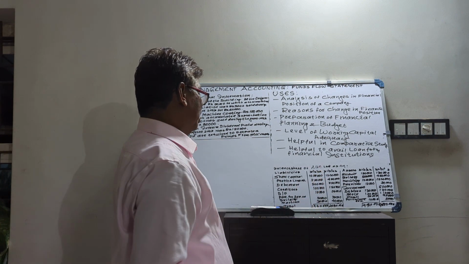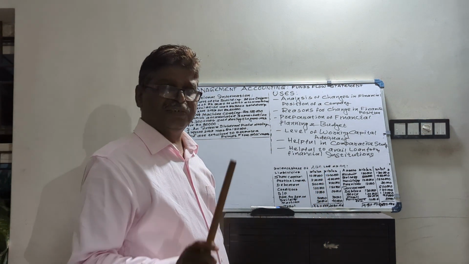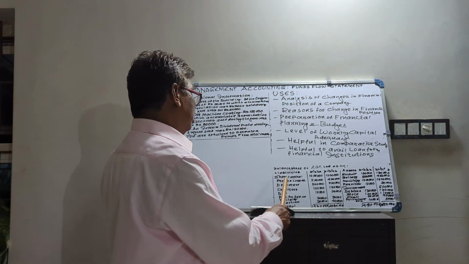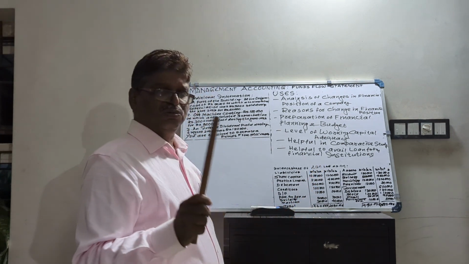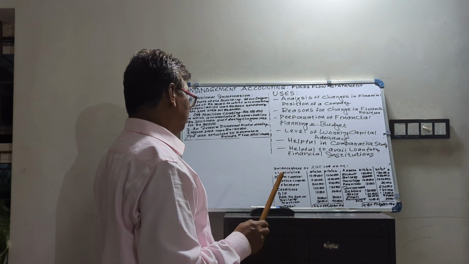Then debenture. At the beginning it was 5 lakh, at the end it is 7 lakh 50,000. That means the company has raised the debenture to the extent of 2 lakh 50,000, which is known as sources of funds.